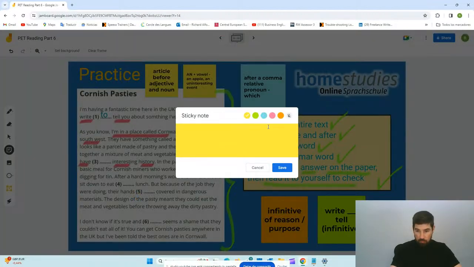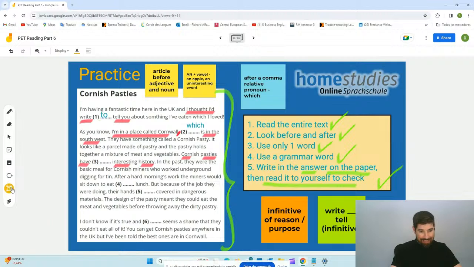So let me just write in the answer here, and I will hand it over to you guys to have a go at 4, 5, and 6. I'll give you, let's see, 4 minutes, okay?